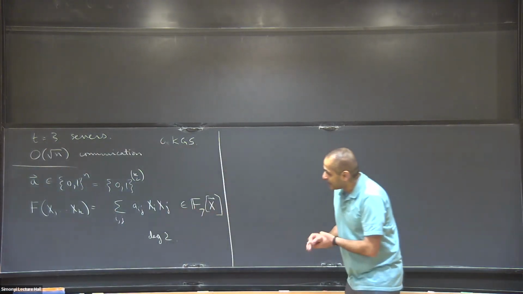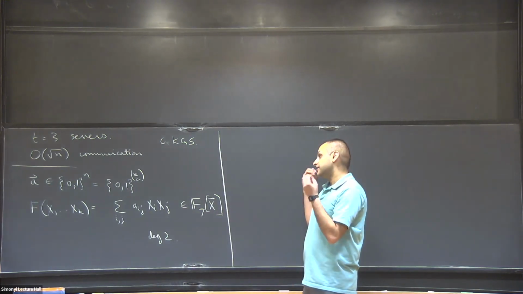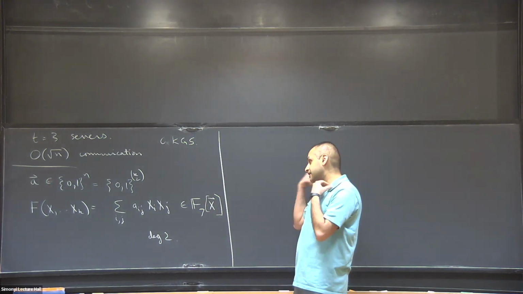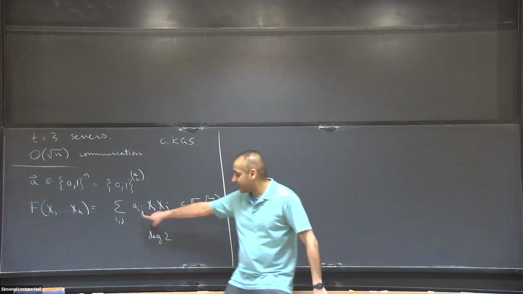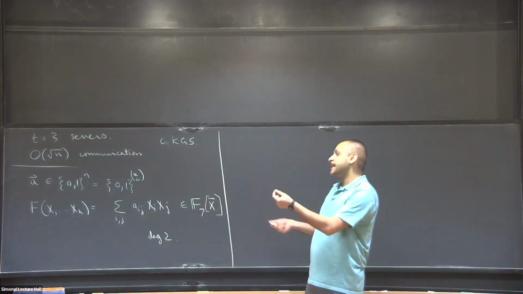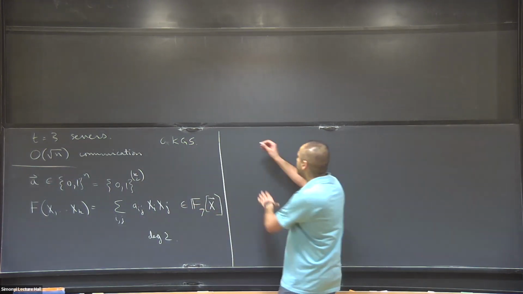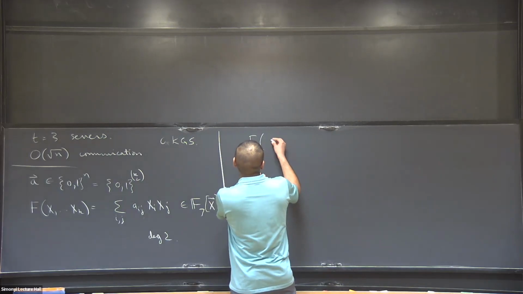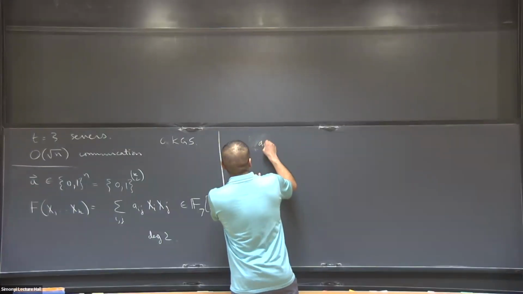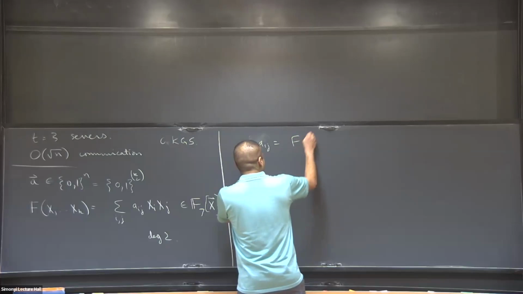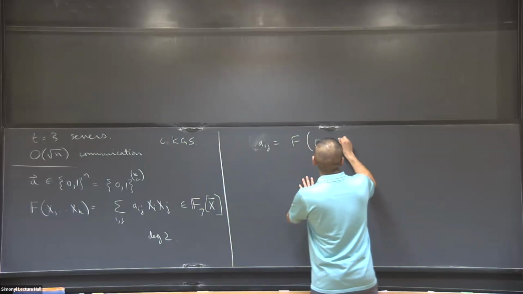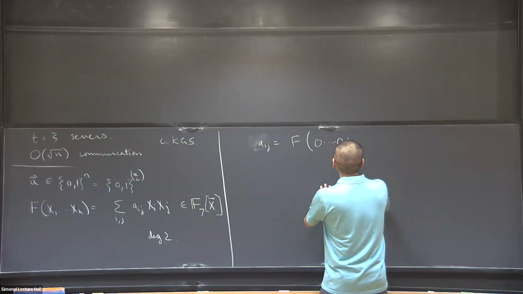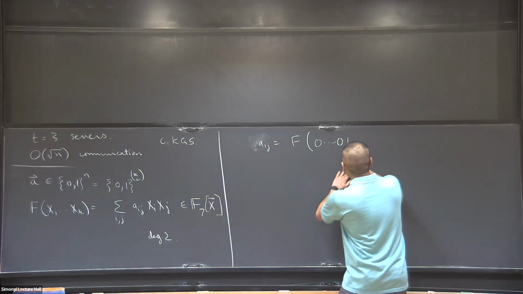Now the way we set things up, any bit that I'm interested in, for example a_ij, is accessible as a value of f. A_ij is the same as f of a certain special vector: zeros, with 1 in locations i and j.